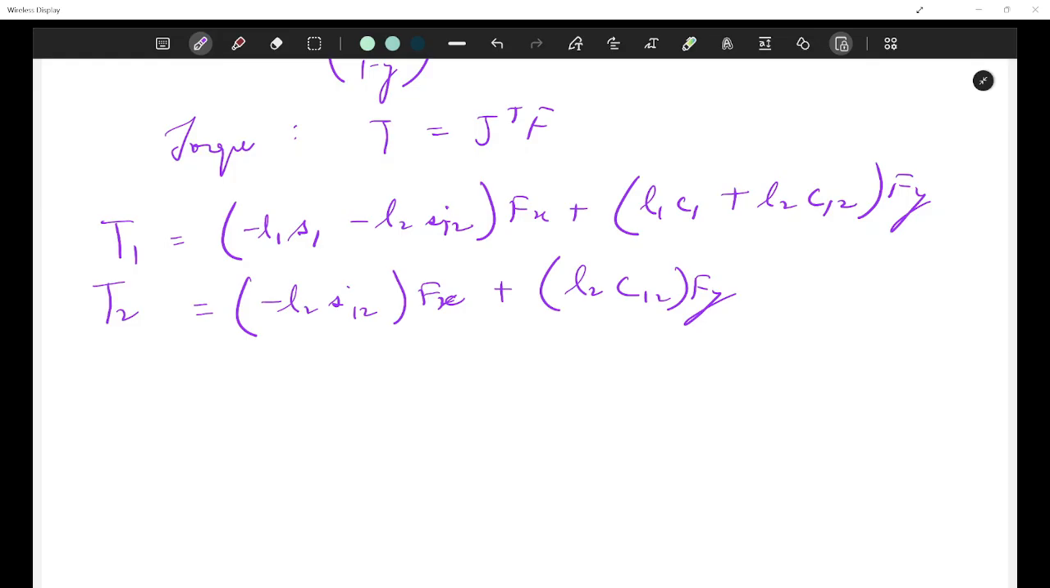So the Jacobian remains the same. It is just linked in a different way for the forces and torques, and for velocities and joint rates. And this duality is fundamental to robotics.